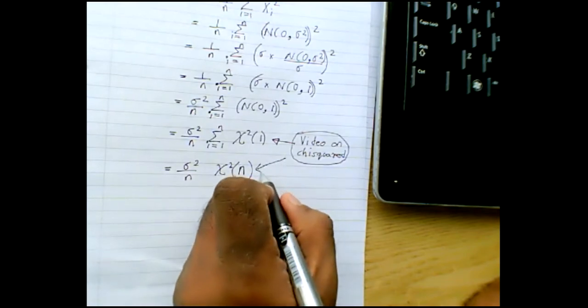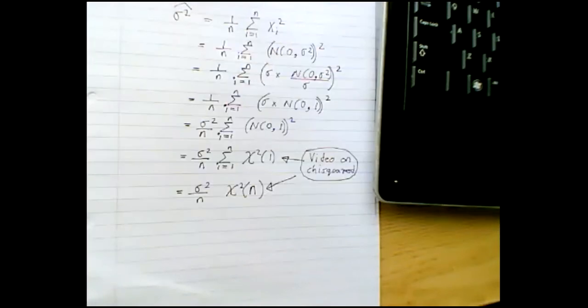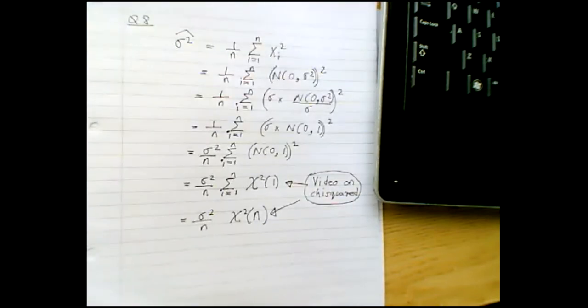So both these properties, the step from this line to this line and the step from this line to this line, both follow because of the properties of a chi-square distribution, which I mentioned earlier in one of the videos. So if you have forgotten, please go and have a look at those. All right. So this completes the solution to question number 8.